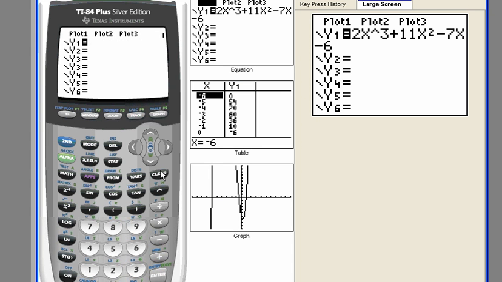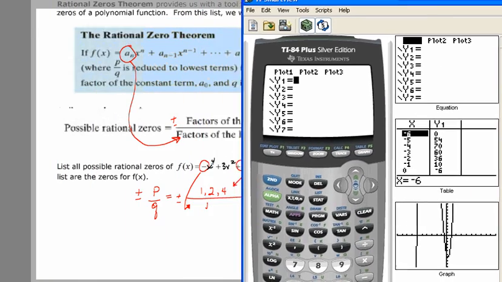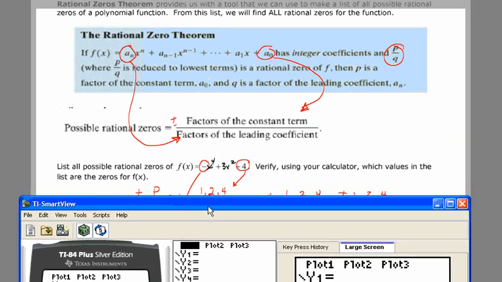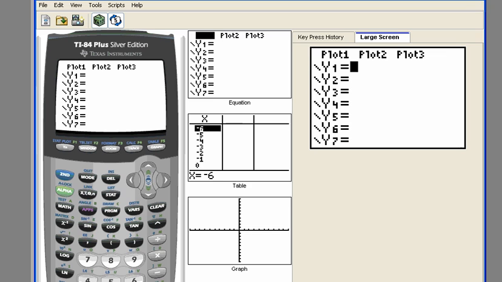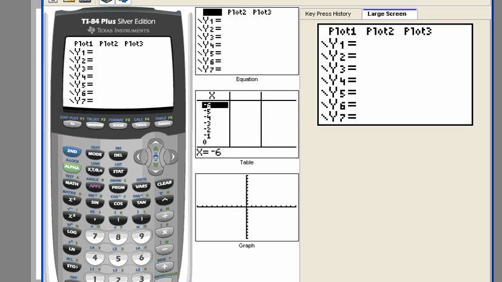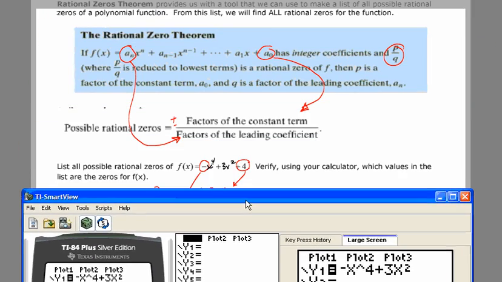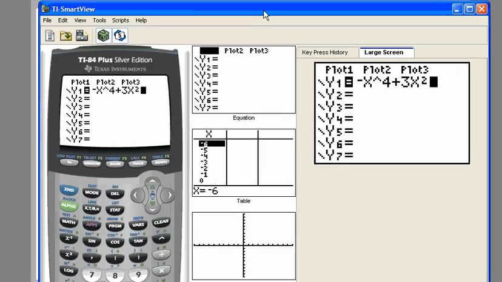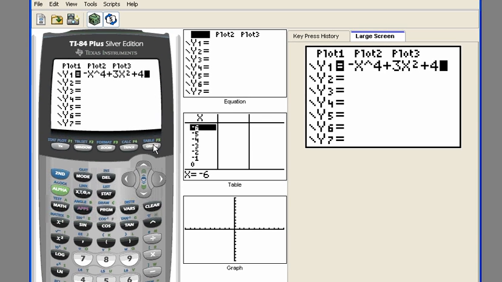So let's pull this up. Let's go to y equals, clear out what was already there, and type in this function: negative x to the 4th plus 3x squared plus 4. And let's graph it.